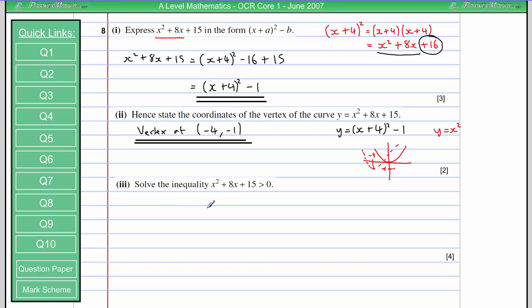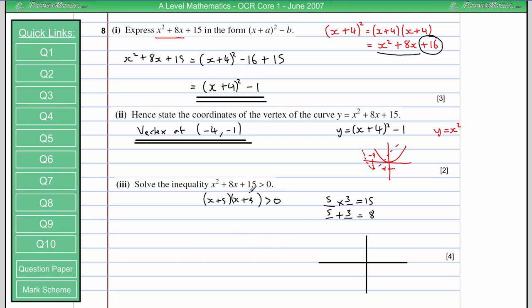Solve the inequality x squared plus 8x plus 15. I'm going to start by factorising this, and I'm going to look for two numbers that multiply to give 15 and add together to give 8. Those numbers are 5 and 3. So I've got x plus 5 and x plus 3 are greater than 0.